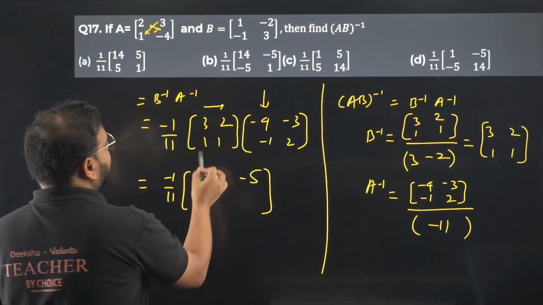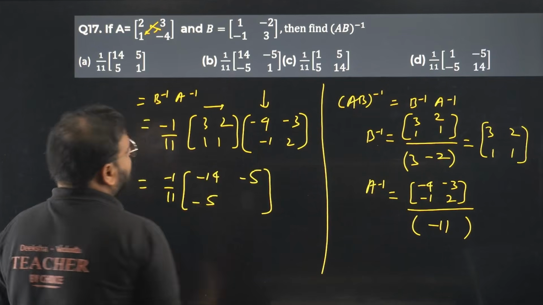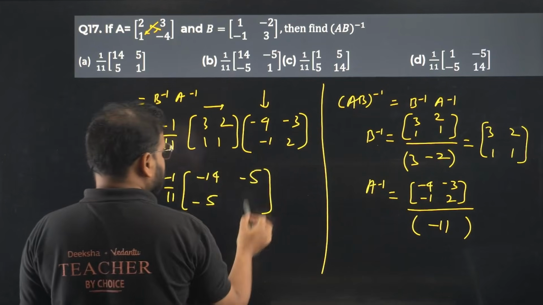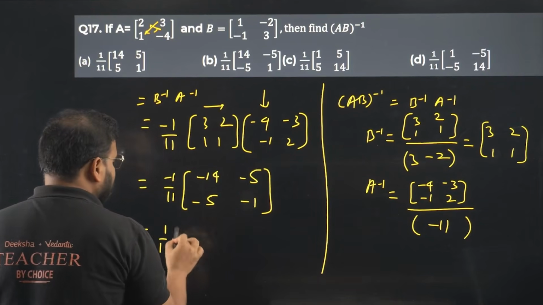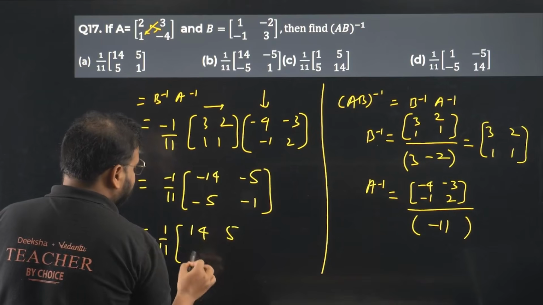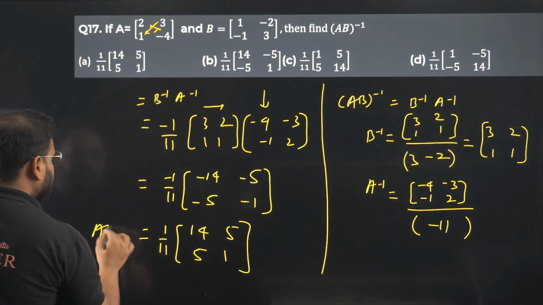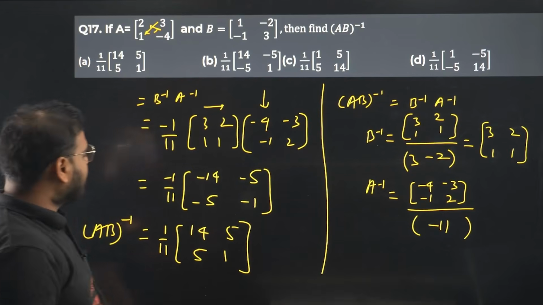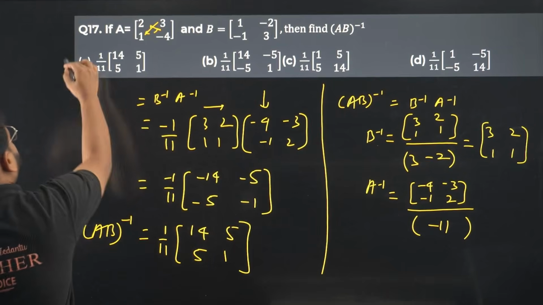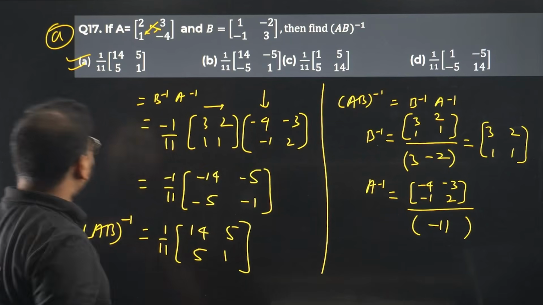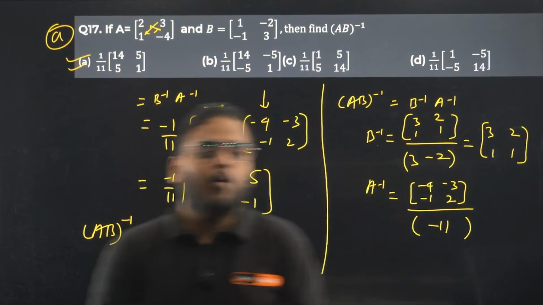And next what do we have? 1 into minus 4 is minus 4 and minus 1 becomes minus 5. And we have minus 3 plus 2 becomes minus 1. Sign change because of the minus sign outside. 1 by 11 is as it is. 14, 5, 5 and 1. This is my value for the inverse of AB. Option is only A: 14, 5, 5, 1, and outside we have 1 by 11.